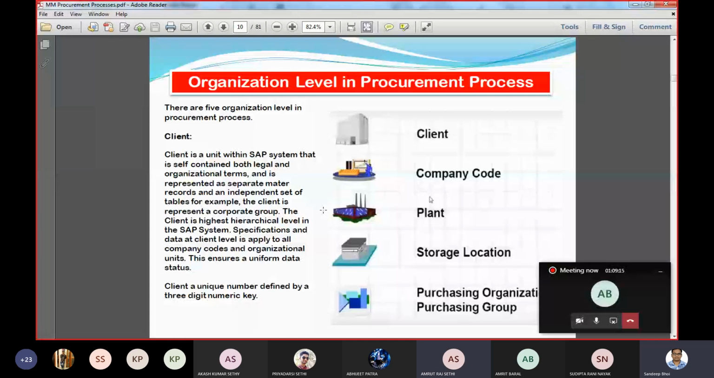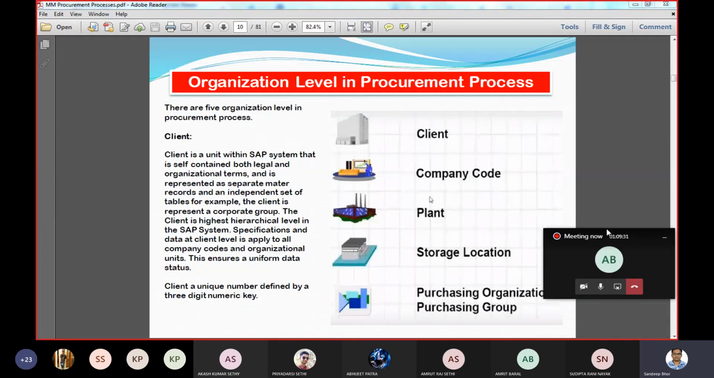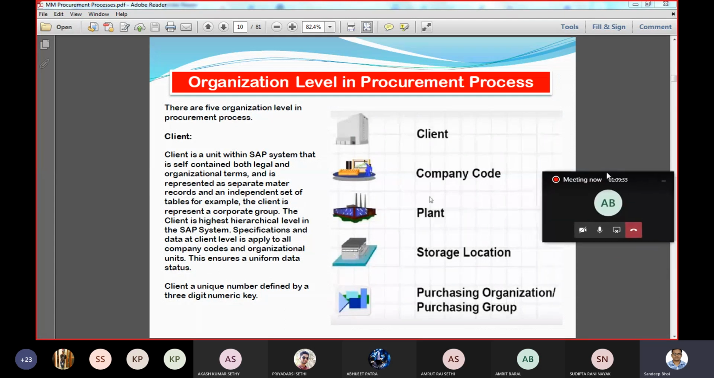So you can go to the next concept, that is your organizational level in the procurement process. In any procurement process, you need to have these hierarchical things. That is what I was talking about, and you need to understand these things.